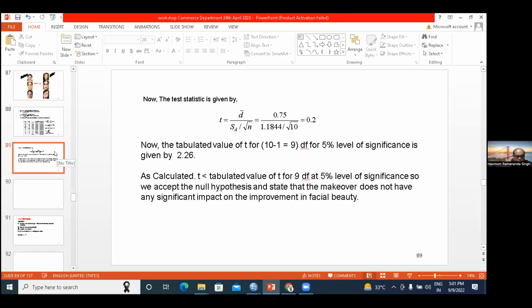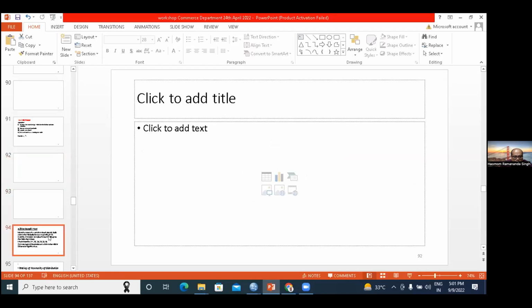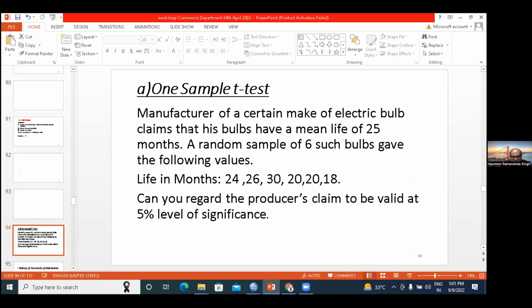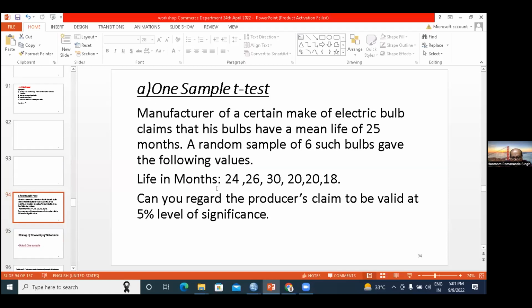Now I have encroached upon the time, but I will show you how SPSS is done. There is a one sample test, which we have done manually. Now let us do it. First, this is the data. First, let us check whether this data is normally distributed or not.